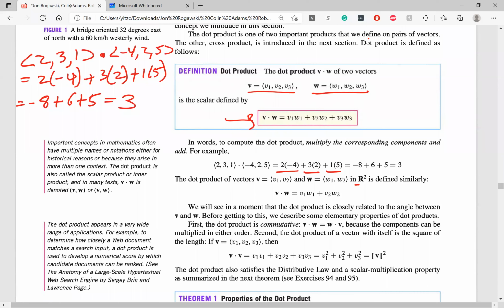If you're just in R2, 2 dimensions, so your vectors have 2 components, do the same thing, just only with those components. You don't have a third component.